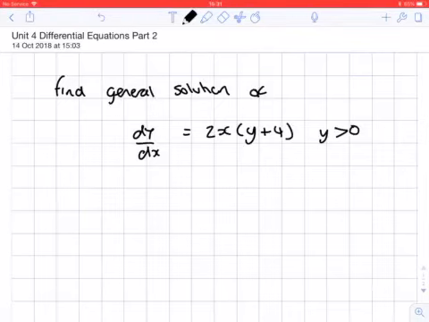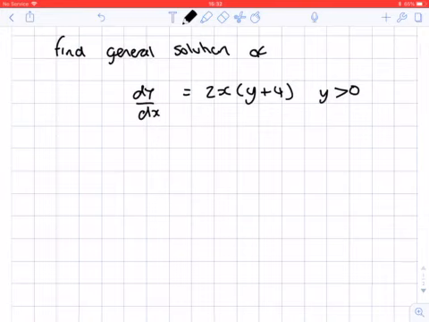So in this video, I'm just going to show you how to find the general solution of a differential equation like the one given below. dy by dx is 2x brackets y plus 4, where y has to be greater than 0. Now, in this case, we've got a differential equation because we've got a derivative, we've got an equal sign, we've got variables. So that meets everything we need for a differential equation.